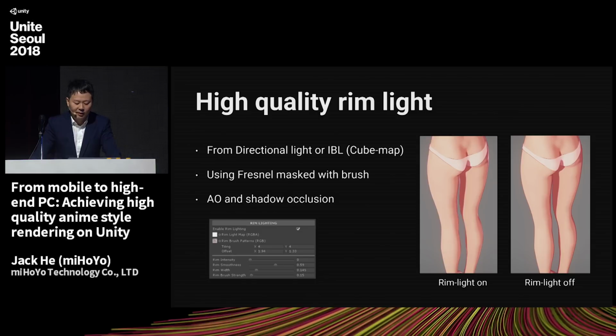We define the rim can be from both the directional light or environment cube maps. Using the directional light, we could intentionally specify the desired rim light colors. Using the cube map, we could get rim light color according to the environment. Both of them are useful. To avoid the rim light appearing in an unwanted area, we use the AO texture and shadow map to mask out the occluded area. We can see that the picture on the left with the rim light has clearer shapes.